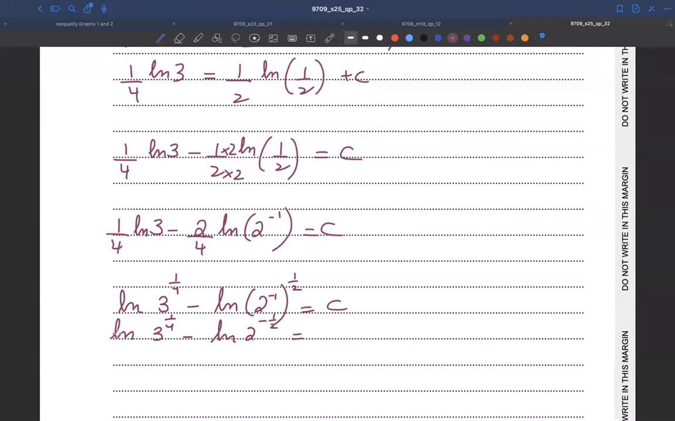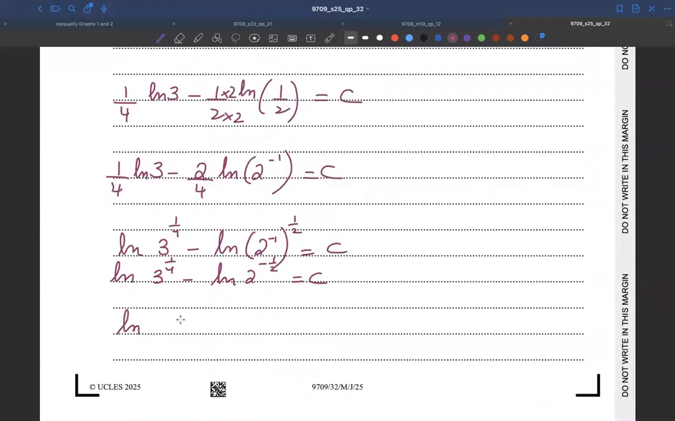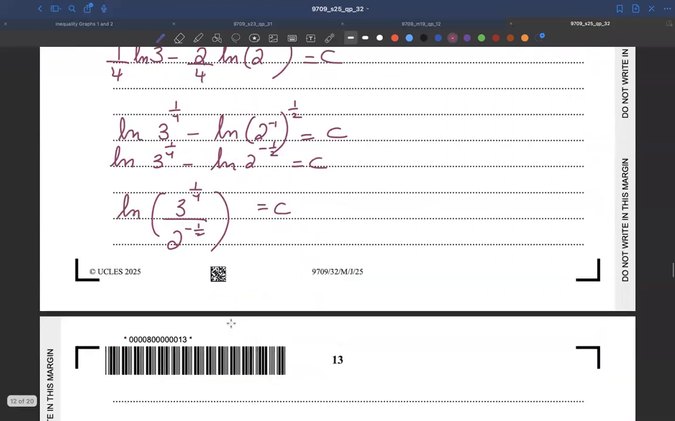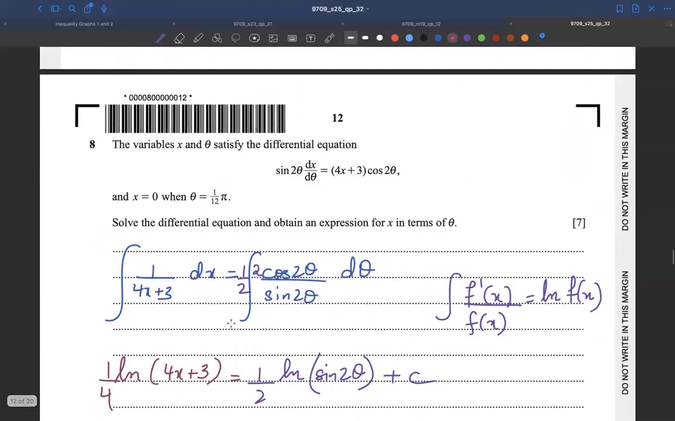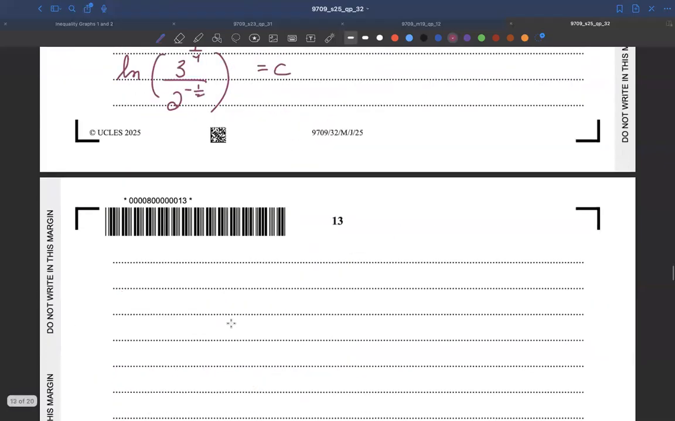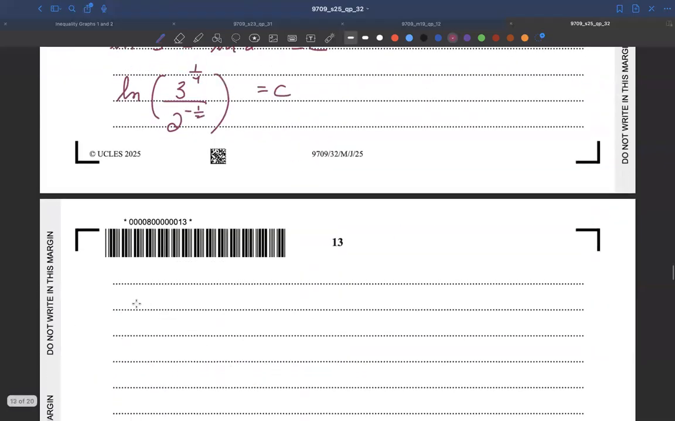And as they're dividing, I can write it as ln of 3 power 1 upon 4 divided by 2 power minus 1 upon 2. 2 power minus 1 upon 2 can come up in the numerator as well. It's getting quite lengthy, but we have space over here. So we can simplify the value of c and write it as c equals ln of 3 power 1 upon 4 into 2 power 1 upon 2.